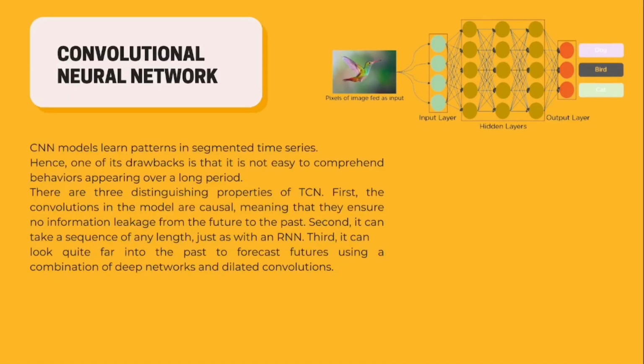Moving on, let's see about the CNN. CNN models learn the parameters in segmented time series. So one of its drawbacks is that it is not easy to comprehend behaviors over a long period of time. So we move from the CNN to TCN. In TCN, the convolutions in the model are causal, meaning they ensure no information leakage from the future to the past. Second, it can take a sequence of any length, just as we discussed in the RNN. And third, it can look quite far into the past and forecast the future.